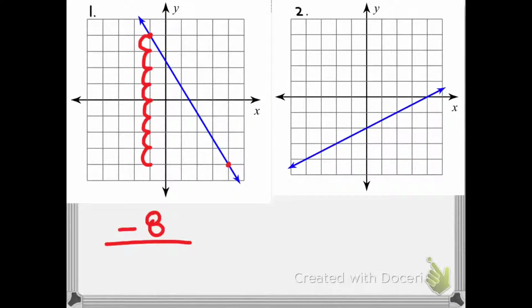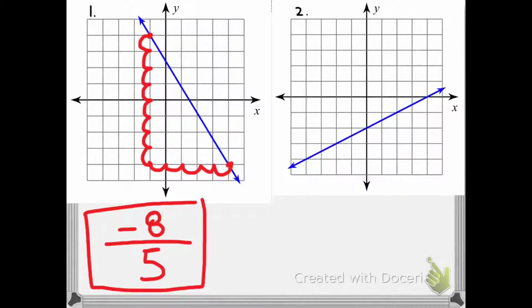Now we do our run, which is on the x-axis: 1, 2, 3, 4, 5. So our slope is -8 over 5. It's the change in y over the change in x, or rise over run, so we get -8 over 5. For number 2, mark any 2 points. It could be any points. So here's one, and then here's another one.